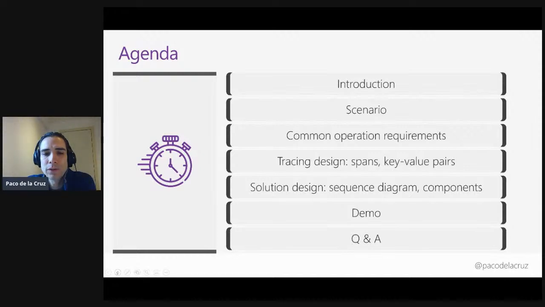Then we're going to go deeper into the design of the tracing strategy. We're going to cover the different spans in the tracing strategy, also the different key value pairs. Then we're going to see the solution design, the sequence diagram, and the different components that are part of the solution. Then we're going to have some fun with the demo, and hopefully we have some time for a Q&A, which is going to be interesting in this virtual world. Let's see how that goes.